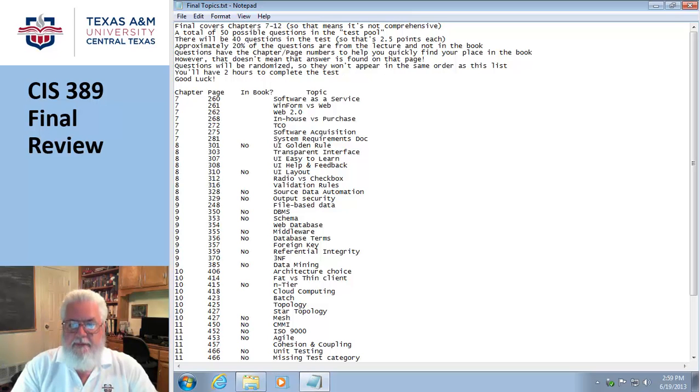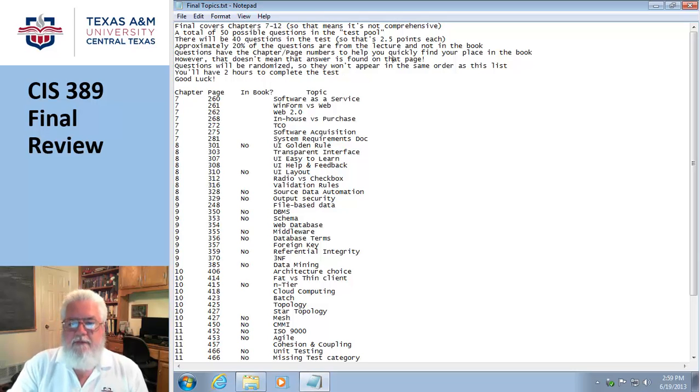The next one talks about when you're making a decision between in-house and purchased software, perhaps a scenario where one would make more sense than another. I may give you a specific guidance and say, describe a scenario where you should always go in-house, or describe a scenario where you should always go with purchased.